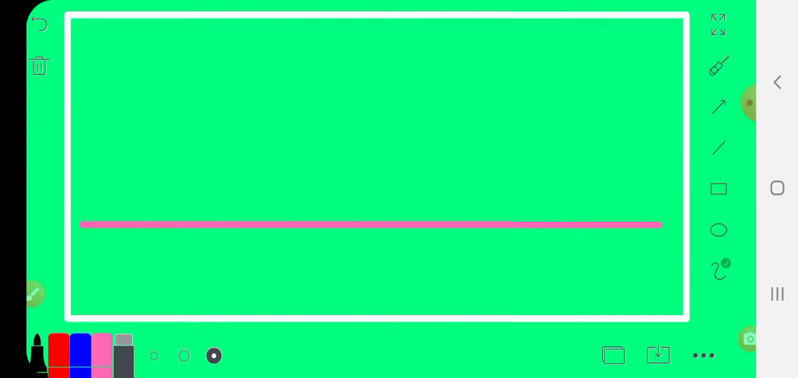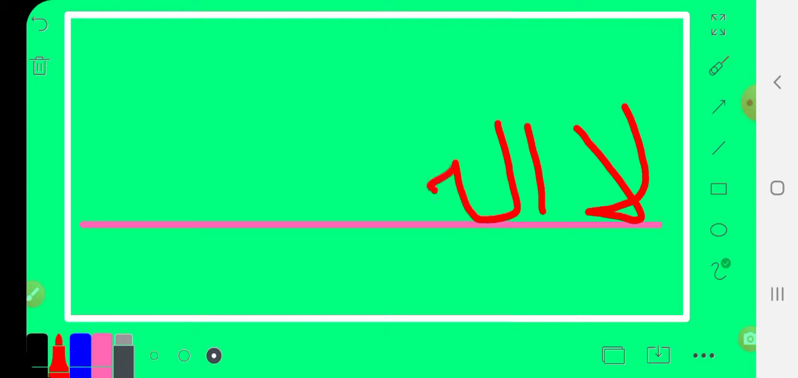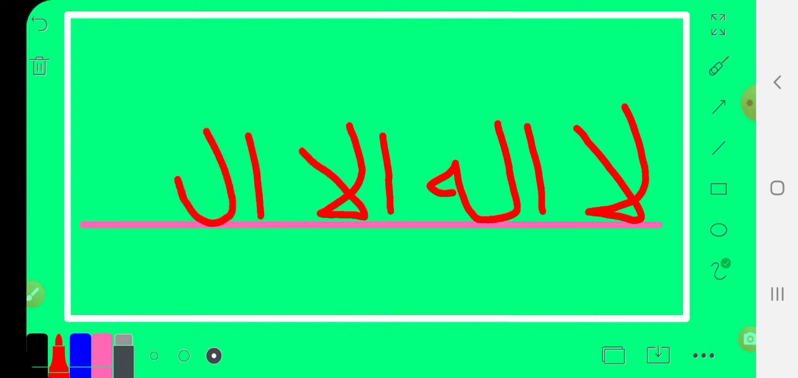We are looking at reading and writing Arabic. And first up, we'll be looking at the words La ilaha illallah. La ilaha illallah. Now, if you can't read or write Arabic, you obviously think this is a lot to take in.